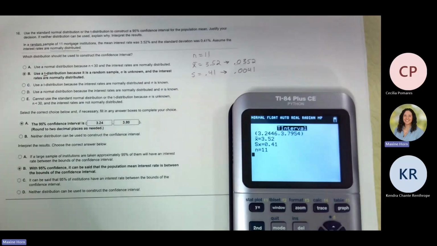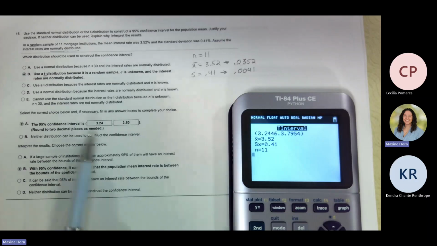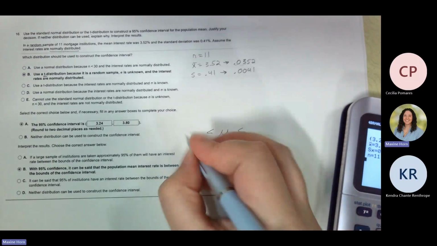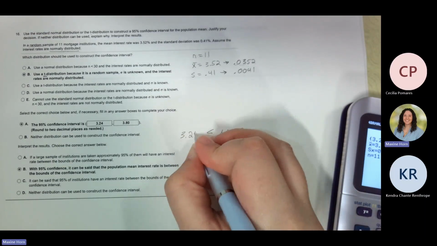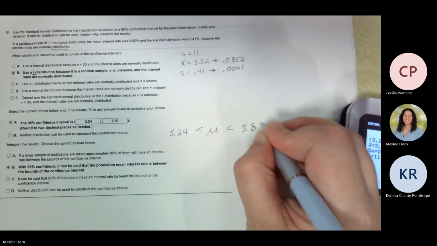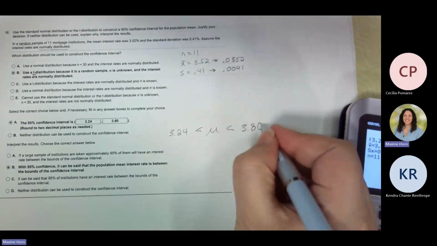Again, we got to make sure we're saying it the right way. With 95% confidence, it can be said that the population mean is between the bounds of the confidence interval, right? Remember what we're finding here. We're saying that the population mean, we can say with 95% certainty, with 95% confidence, is between those bounds.